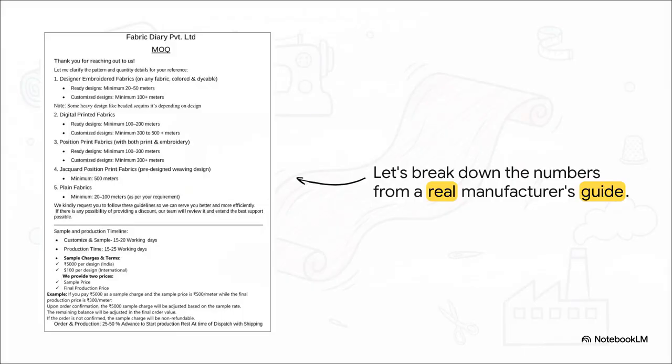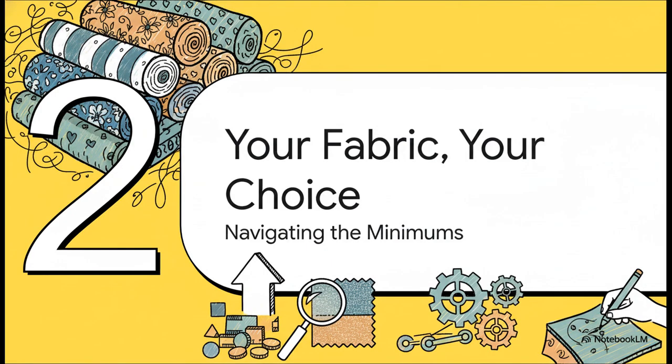Okay, so to make this super clear, we're going to be looking at a real guide from a company called Fabric Diary. This is exactly the kind of document you'd receive if you were inquiring about production. It lays out all the rules of the game, right from the start. Now this is where it gets really interesting, because you'll see how your creative choices directly slam into the business side of things. The biggest thing that's going to affect your MOQ is the type and the complexity of the fabric you want to create.